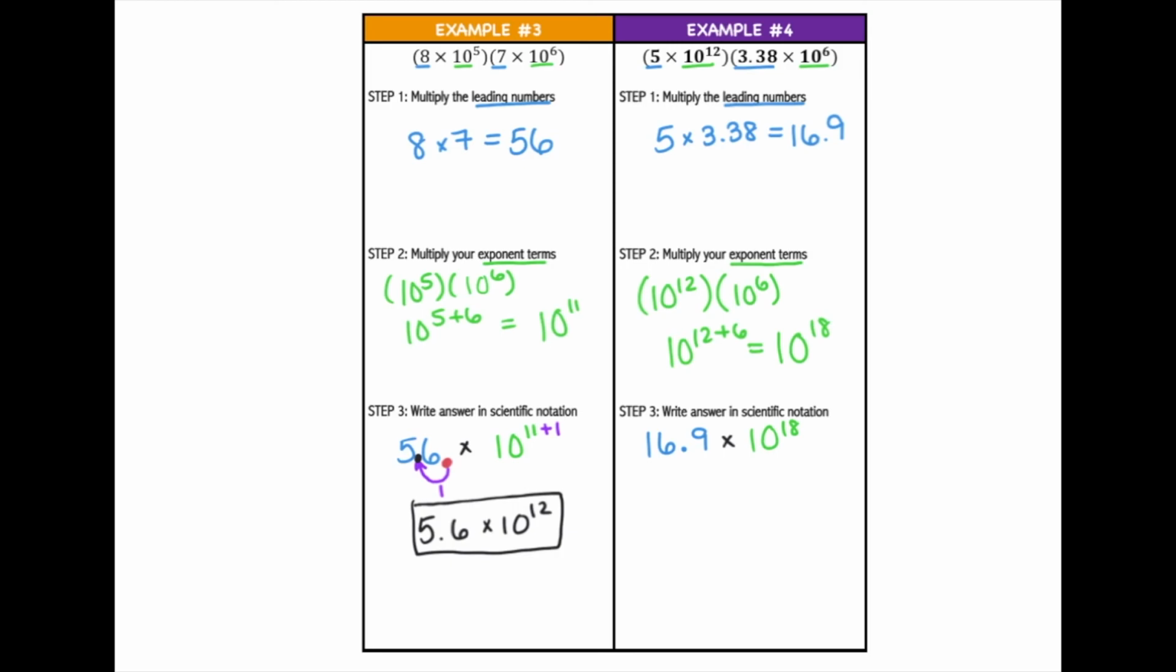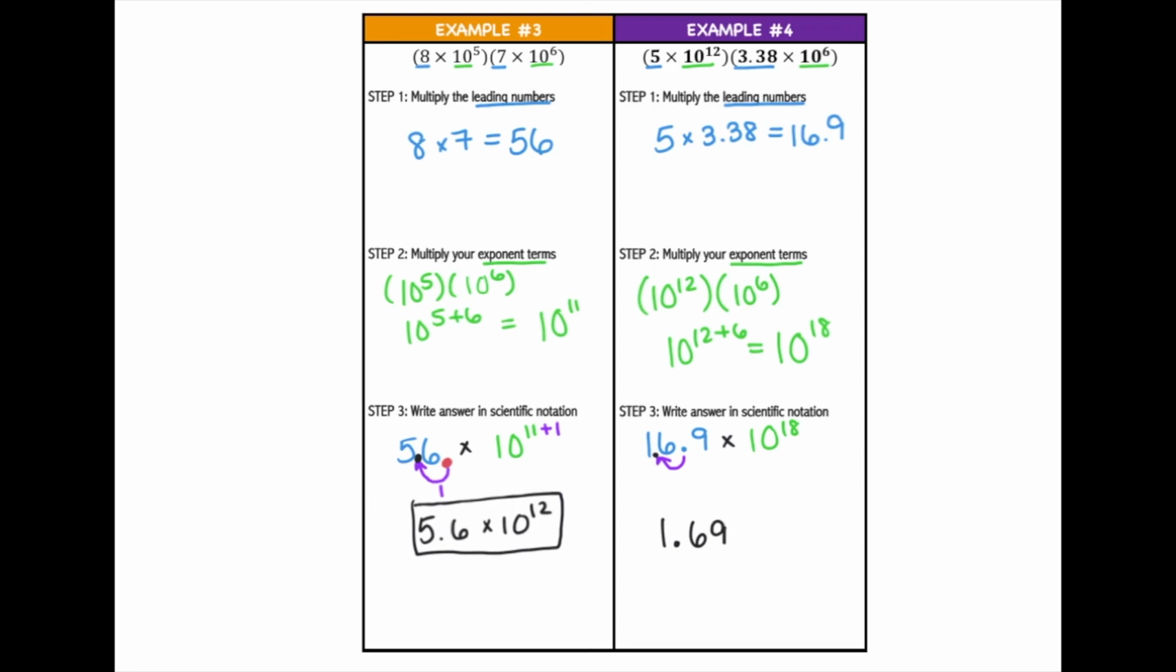But because I need to move this decimal so that it's in proper scientific notation, I'm moving it 1 space because proper scientific notation has 1 digit in front of the decimal place that is greater than or equal to 1, but less than 10. So my new decimal will be between 1 and 6.